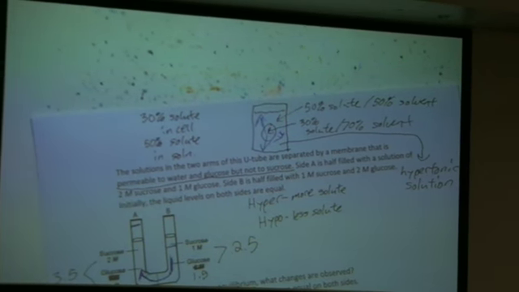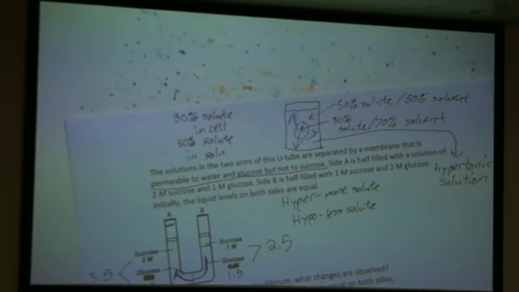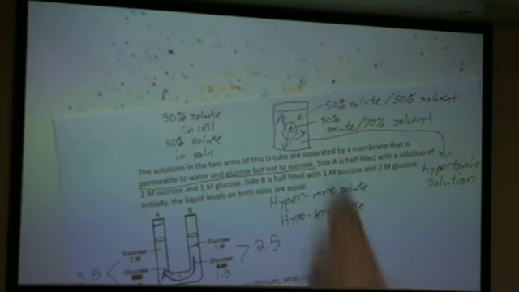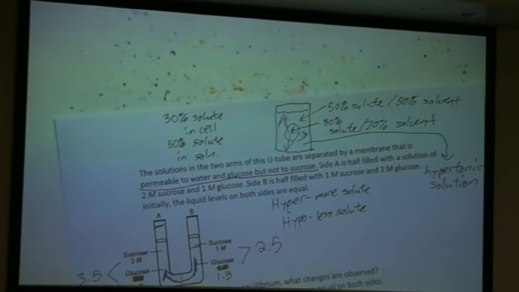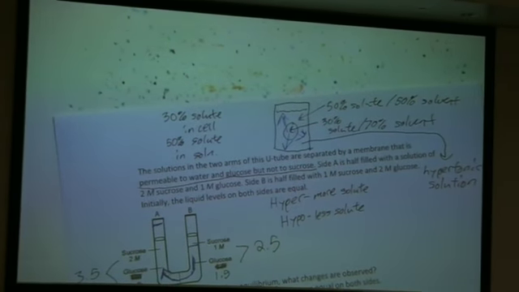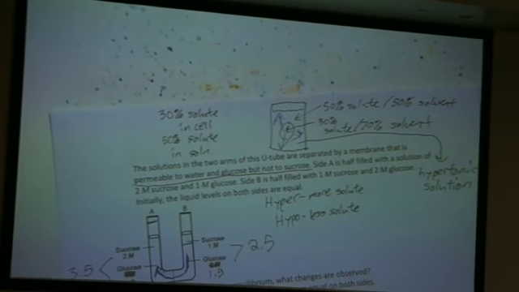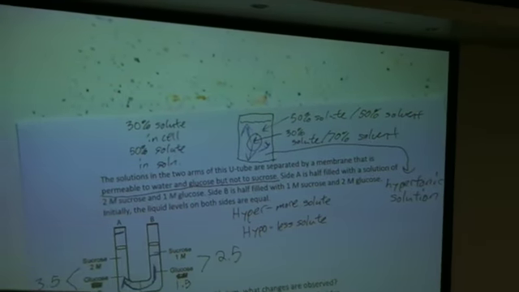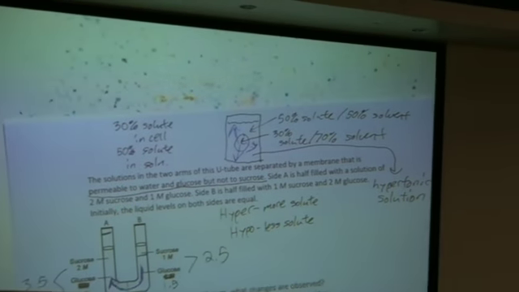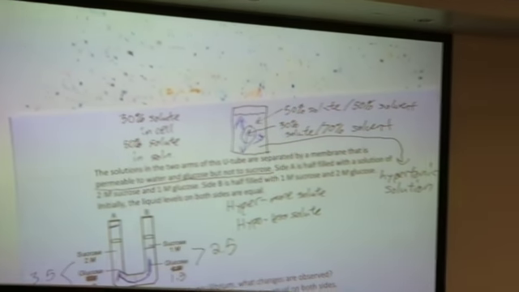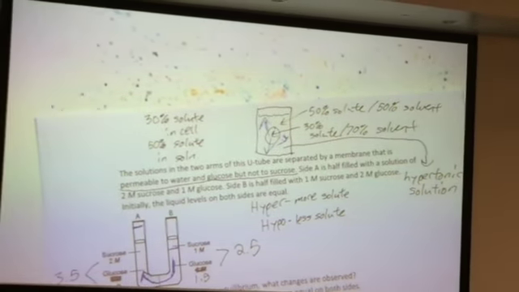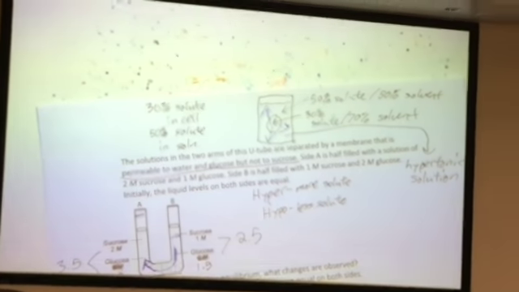So the water would go inside the cell? Well, we have more solute outside of the cell than inside, so the water's going to leave. The water goes to where there's more solute. So the solution, the outside, is hypertonic. It has more solute. We're watering down the outside. We're trying to dilute it. That's the idea.